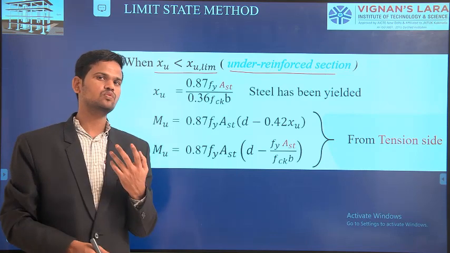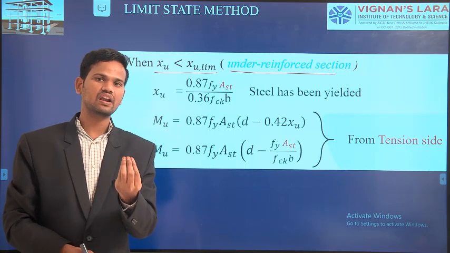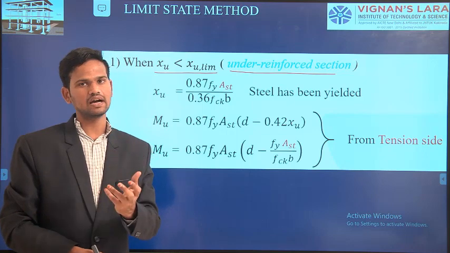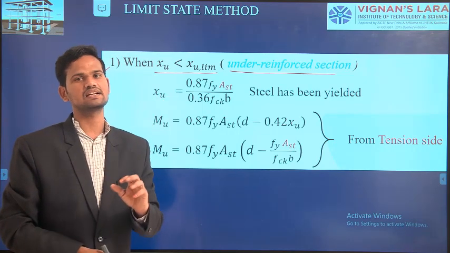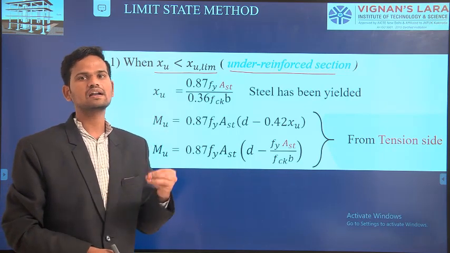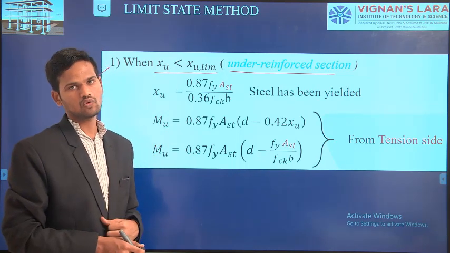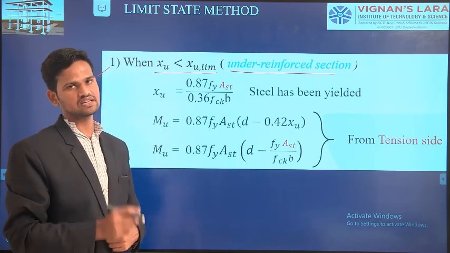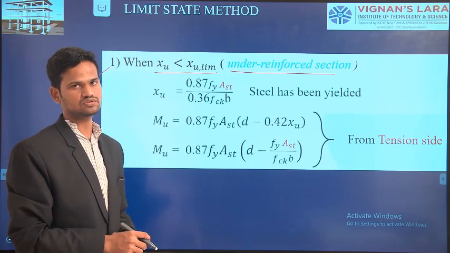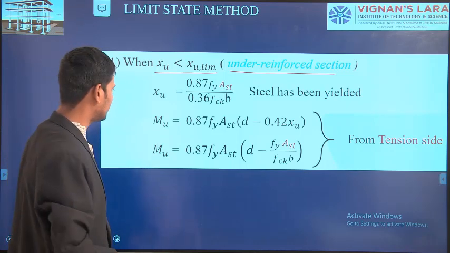In an over reinforced section, we are providing more steel. Due to the provision of more steel, the concrete area gets reduced. Due to this reduced concrete area, the load applied on the structure is taken first by the concrete, and the concrete will fail first, giving a brittle failure. Due to this brittle failure, the structure may collapse. Hence, for any structural design, we don't design sections as over reinforced sections. That means we do not provide the maximum amount of steel in the concrete.